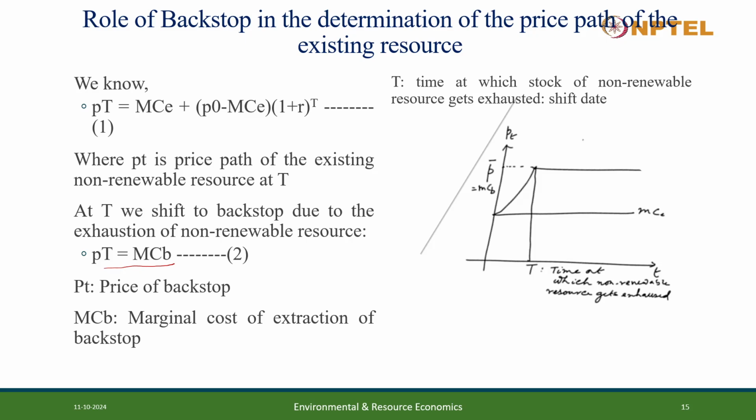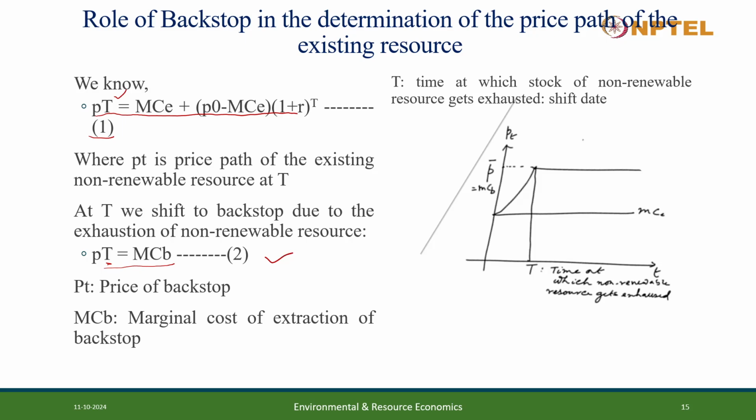So now from here we have two equations. Equation one is the general equation which we derived previously. Equation two is that the price of the backstop at time t is given by the marginal cost of the backstop. So at time t we have two equations, price given by this and price given by this, and these two will be equal, right?